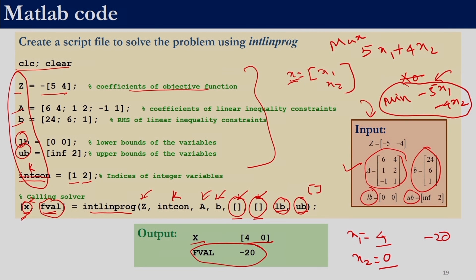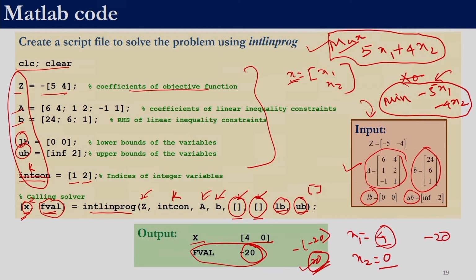But our problem was maximization, right? So for the profit, whatever value we get, we need to multiply it by a minus sign, because we have converted the maximization problem into a minimization problem. So the answer that is given has to be multiplied with minus 1 to get the objective function value of the maximization problem. In this case it will be minus of minus 20, which is 20, and the amount of exterior paint we need to generate is 4 and the amount of interior paint is 0, right? You can check that this solution also satisfies the constraints.